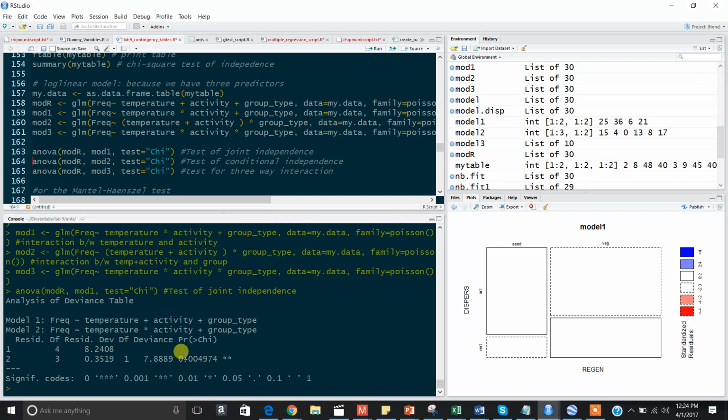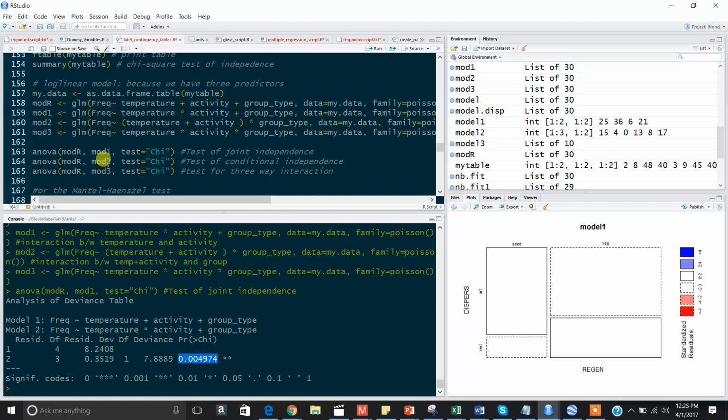All right, so the p-value I get is significant, since it's less than 0.05. I can say that there is an interaction or an association between temperature and activity.